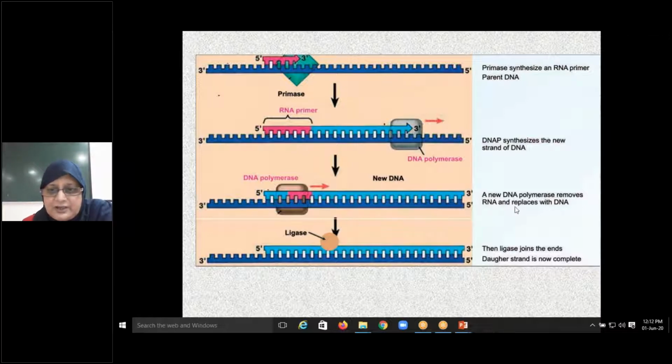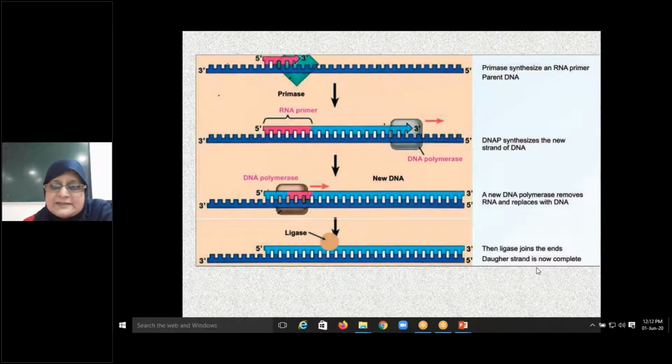Now what will happen to this RNA primer in the end? The DNA polymerase 1 in bacteria, or DNA polymerase beta, will remove this RNA primer and replace it with new DNA. Then DNA ligase will join the ends, sealing the two strands. So the daughter strand is now complete.